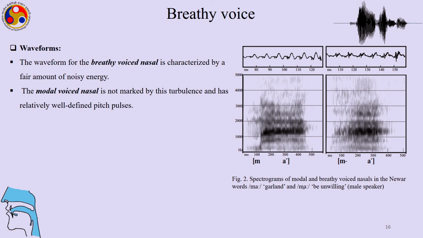This is the difference in terms of the spectrograms. You see that you have fairly well defined pitch pulses for the modal voice nasal, and irregularly paced pulses for the breathy one, at least till the half of the sound, and then the regular pace starts. And also, if you look at the waveform, the difference you can see around the transition to the vowel, you can see around 150 hertz.